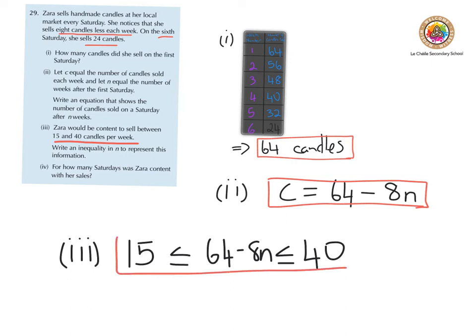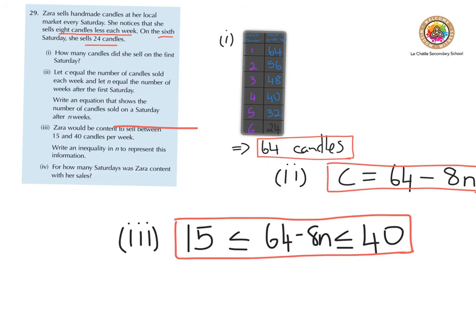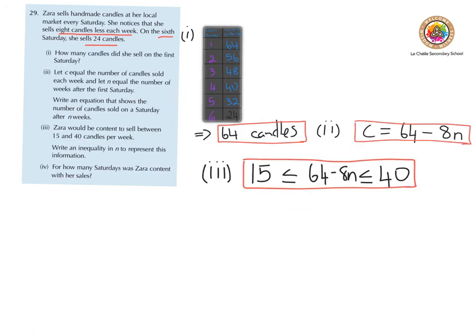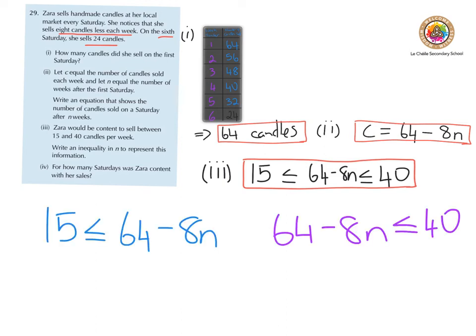And then in part 4, we're asked to find out for how many Saturdays. So we want to solve for n because that's our weeks. Okay, and so we're just going to do exactly as we've done before to split the inequality into two parts, solve for n, and then put it back together at the end. So pause the video now for yourselves and try and solve it here. Okay, and so splitting it into two inequalities, I will have my two sides here.